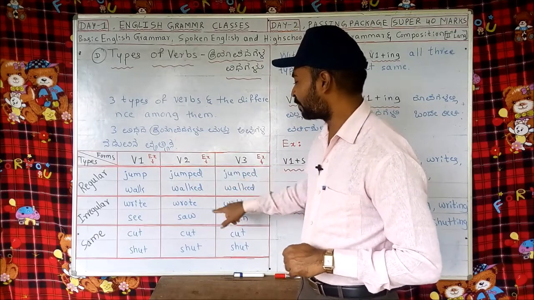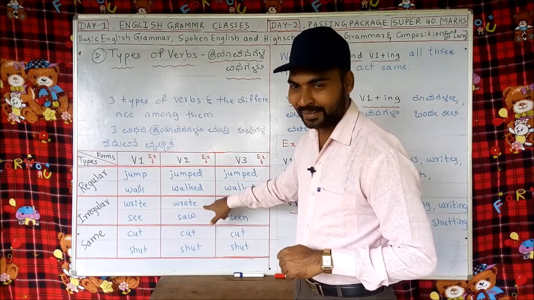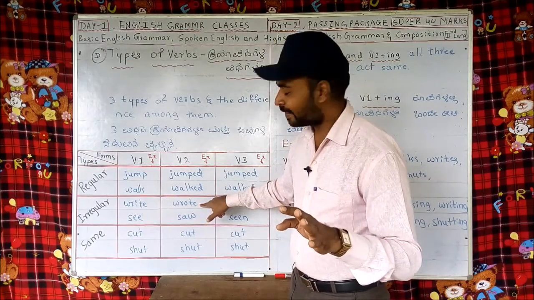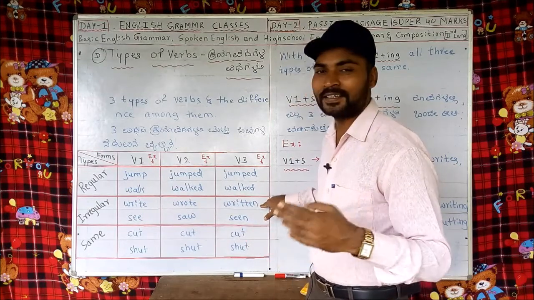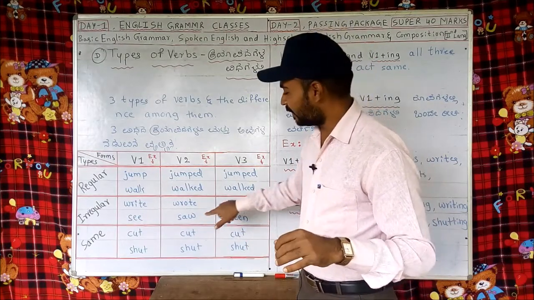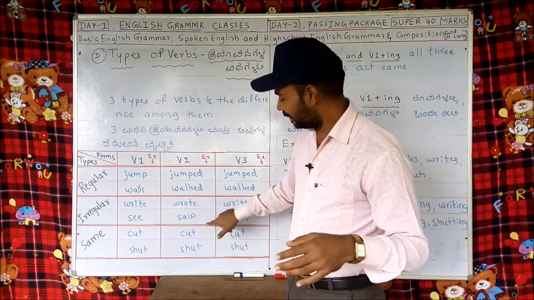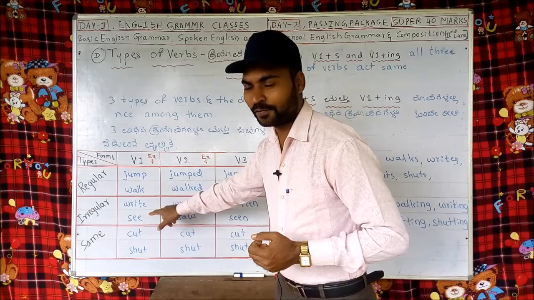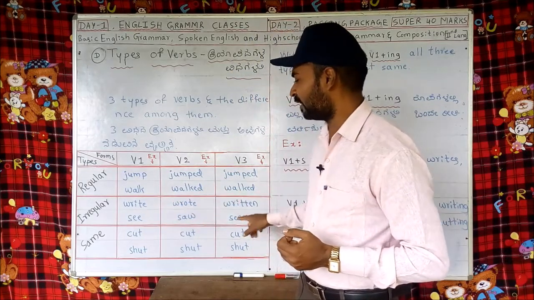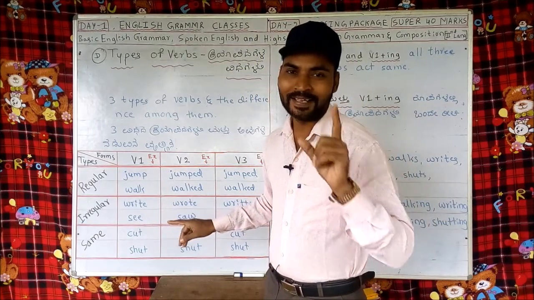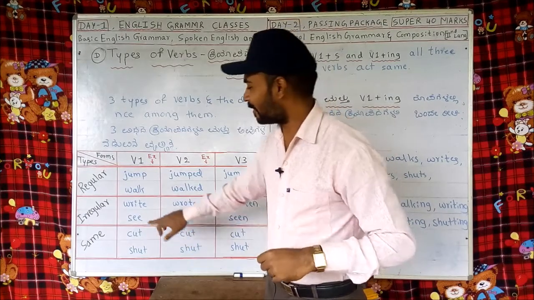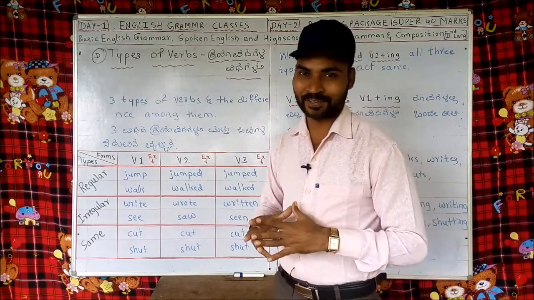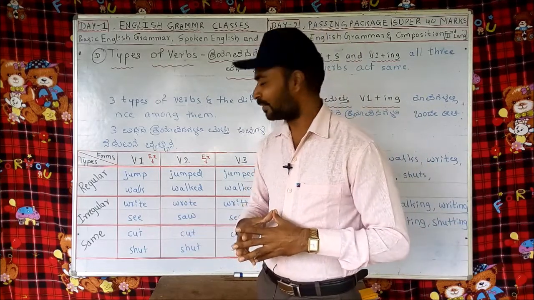Jumped, jumped, ed. But here, can you find any ed? No. From write, wrote is entirely different. And from wrote, V3 is entirely different: written. Then saw, this has no regularity. Then seen, there is no regularity. When these verbs change from their basic form to V2 and V3, there will be no regularity. That is why these verbs are called irregular verbs. There are thousands of examples for them. Just two are mentioned here.